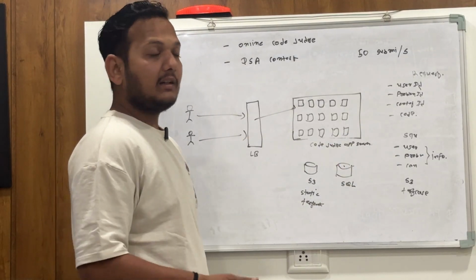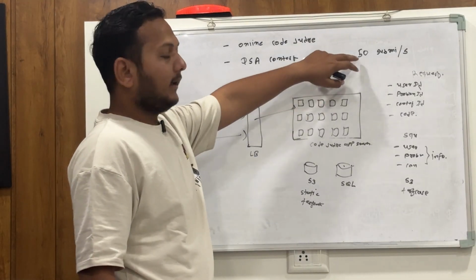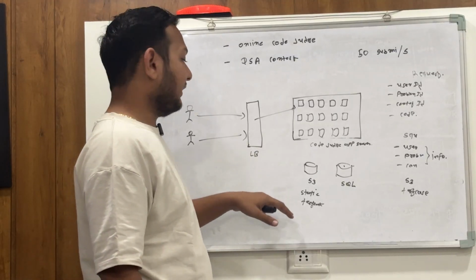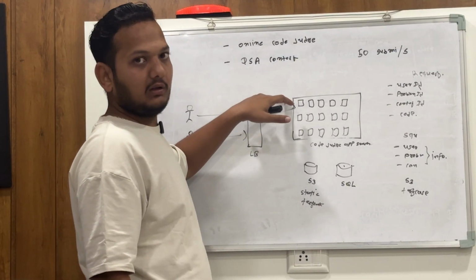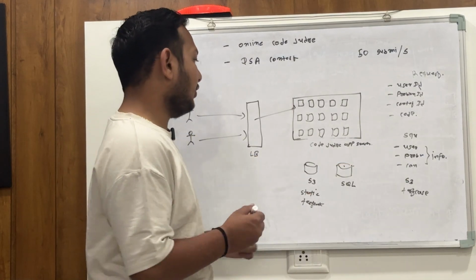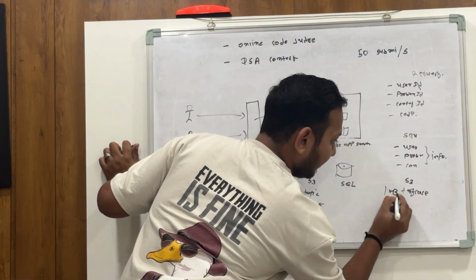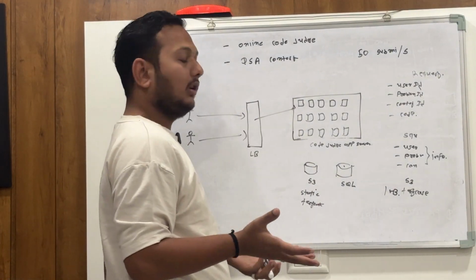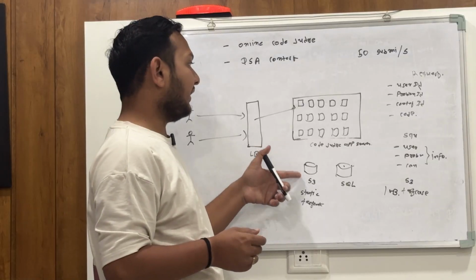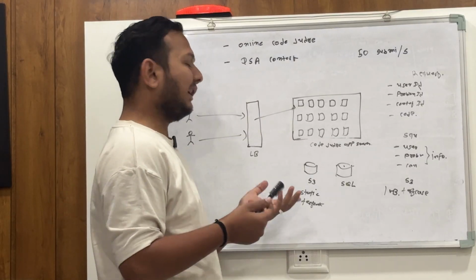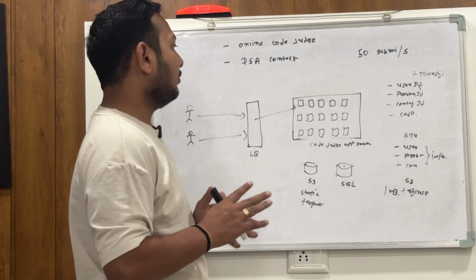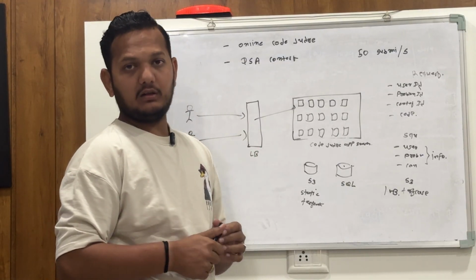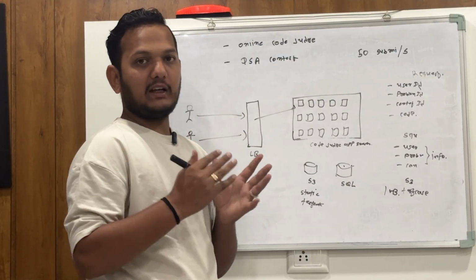Now the bottleneck is that every second we have 50 submissions, and for every submission we have to load a 1 GB test case file from S3 to the app server. So it will be a bottleneck, right? Every second we would have to load 50 GB of data from the S3 bucket to the app server. That is not feasible, right? So the answer to this problem is caching. We have to use caching somewhere.